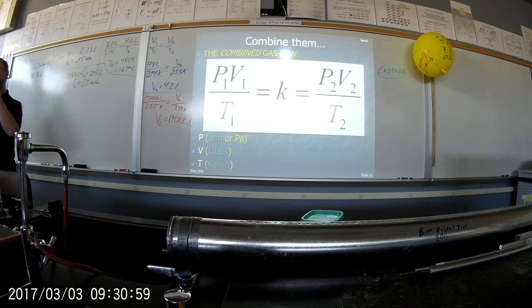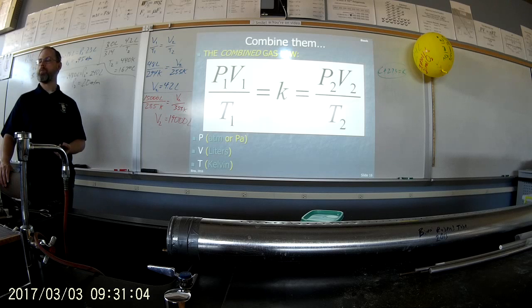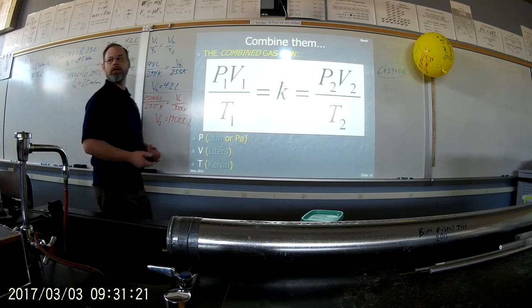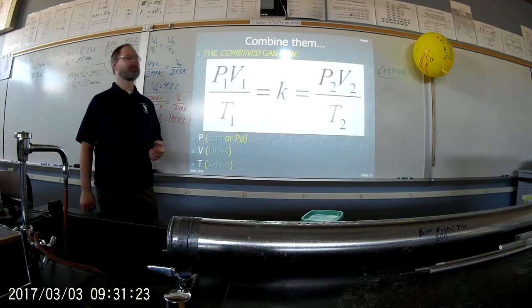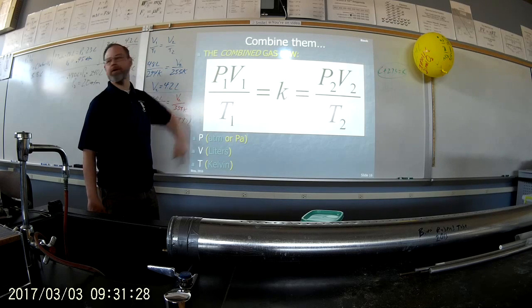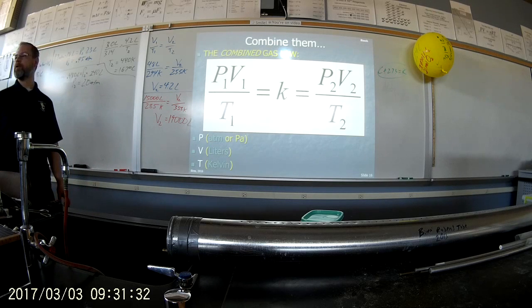Gay-Lussac's Law? What do you think is missing? What relationship is missing? Pressure and temperature. So Boyle's Law is pressure and volume. Charles' Law is volume and temperature. Gay-Lussac's is pressure and temperature. Is it just harder or something? No, it's just rarely used.